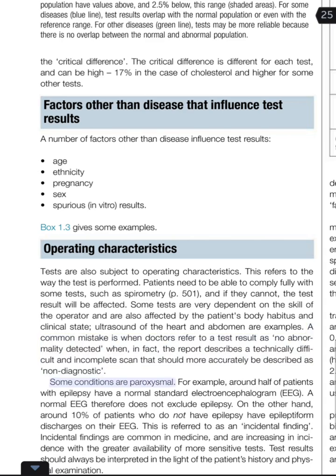Some conditions are paroxysmal. For example, around half of patients with epilepsy have a normal standard electroencephalogram (EEG). A normal EEG therefore does not exclude epilepsy. On the other hand, around 10% of patients who do not have epilepsy have epileptiform discharges on their EEG. This is referred to as an incidental finding. Incidental findings are common in medicine, and are increasing in incidence with the greater availability of more sensitive tests. Test results should always be interpreted in the light of the patient's history and physical examination.